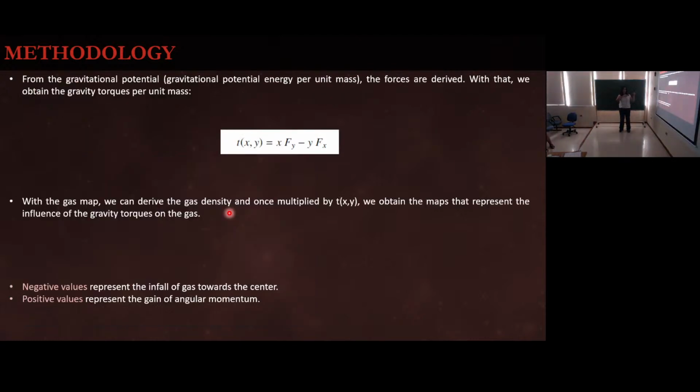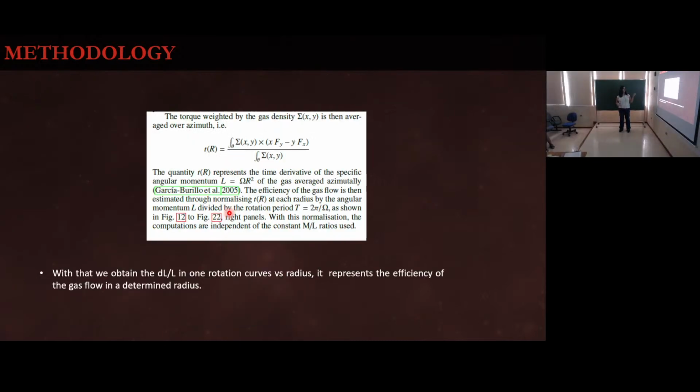Another thing from the gravitational potential is, from the torque from the gas map, we can average over azimuth, and then by normalizing in angular momentum and rotation period, we will obtain this very important curve, which is the variation of angular momentum normalized in one rotation versus radius, which represents the efficiency of the gas flow, or the loss or gain of angular momentum, with the determined ratios. And this is important because I will show the torque maps. It's very difficult just by looking at the torque maps to see what is the most important thing happening there. So those curves are important to interpret the gas torque maps.